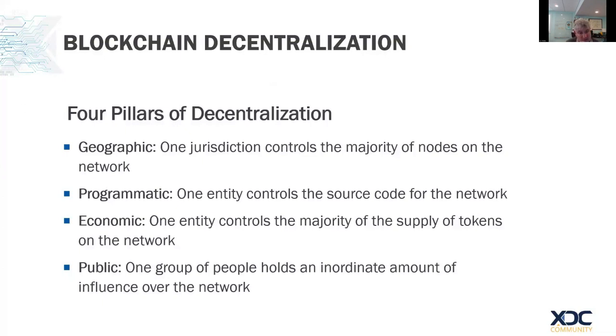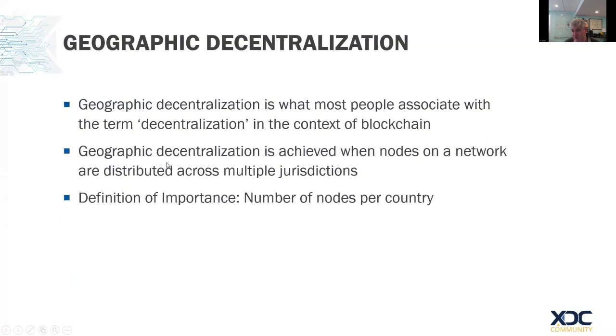And the fourth one, public. One group of people holds an inordinate amount of influence over the network. And again, that's something we'll see as being almost necessary at first, but over time it needs to diminish.